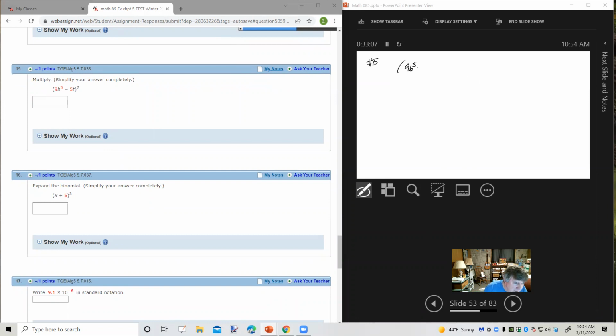9b to the 5th minus 5t, the whole thing squared. This is not equal to 9b to the 5th squared minus 5t squared. That's a common mistake. It's 9b to the 5th minus 5t times 9b to the 5th minus 5t. Okay, we've got two factors of the base.